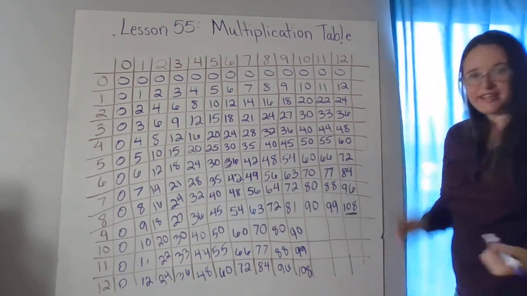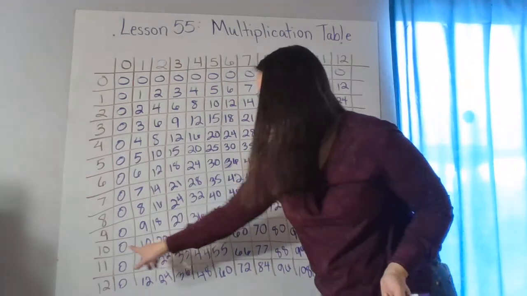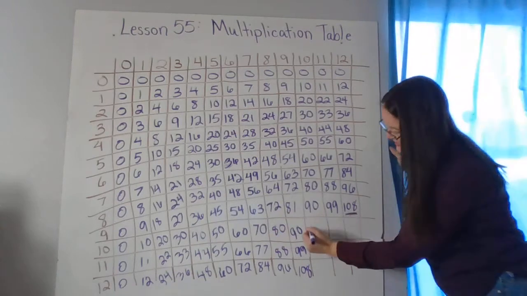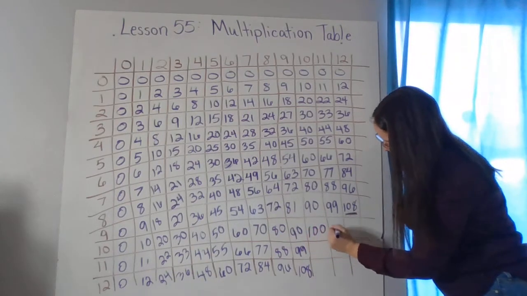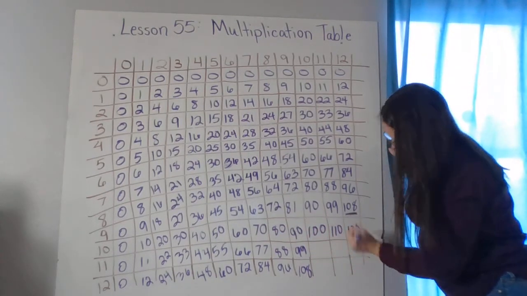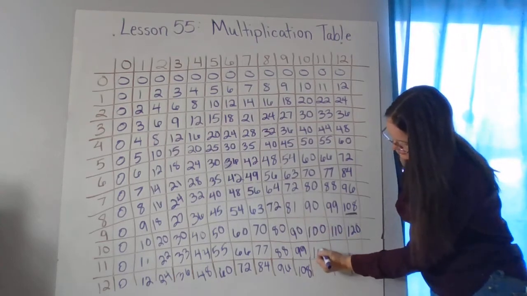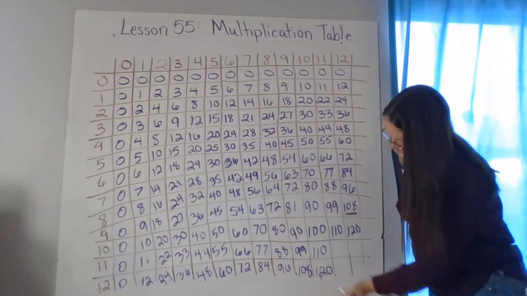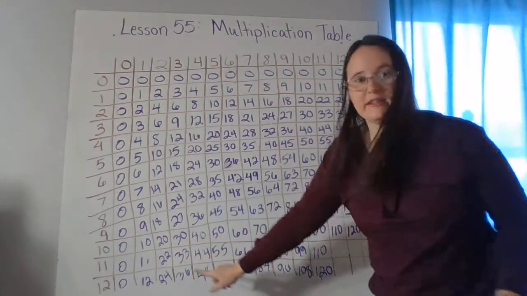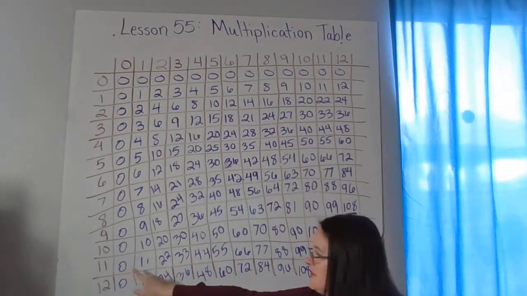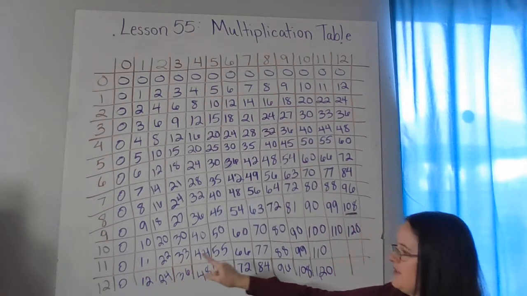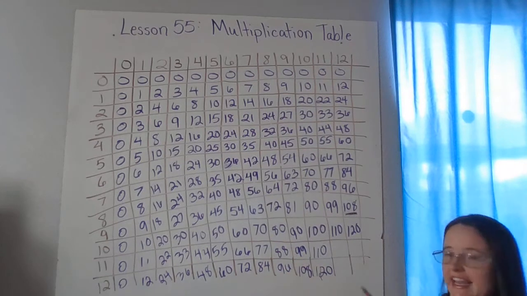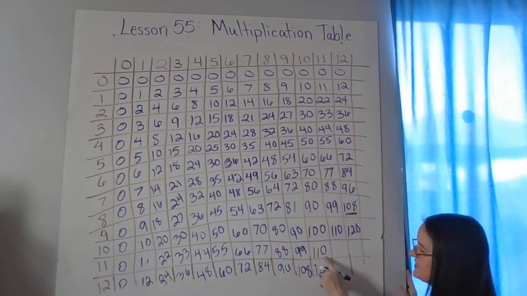Now we're counting by tens. 0, 10, 20, 30, 40, 50, 60, 70, 80, 90, 100, 110, 120. There we go. And we go down this way with just 110 and 120. And then here we're counting by 11s. So 0, 11, 22, 33, 44, 55, 66, 77, 88, 99, 110.